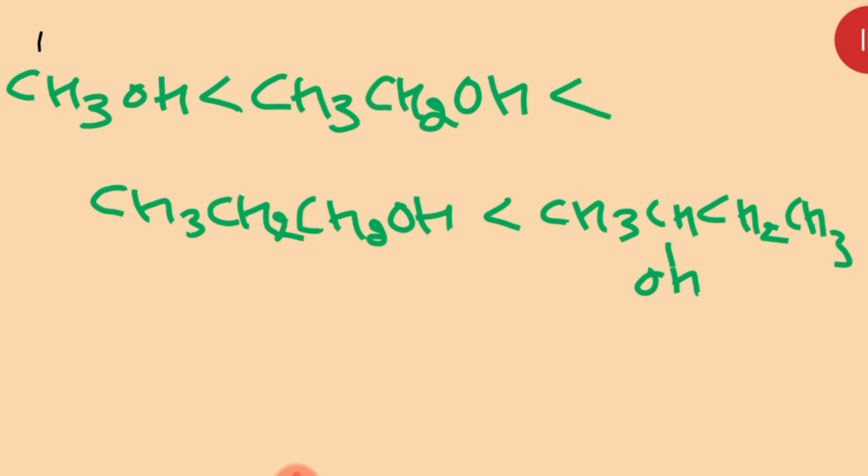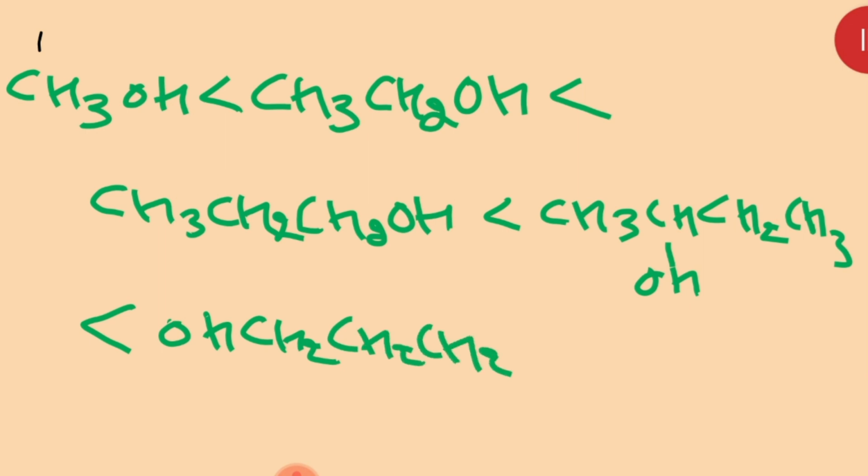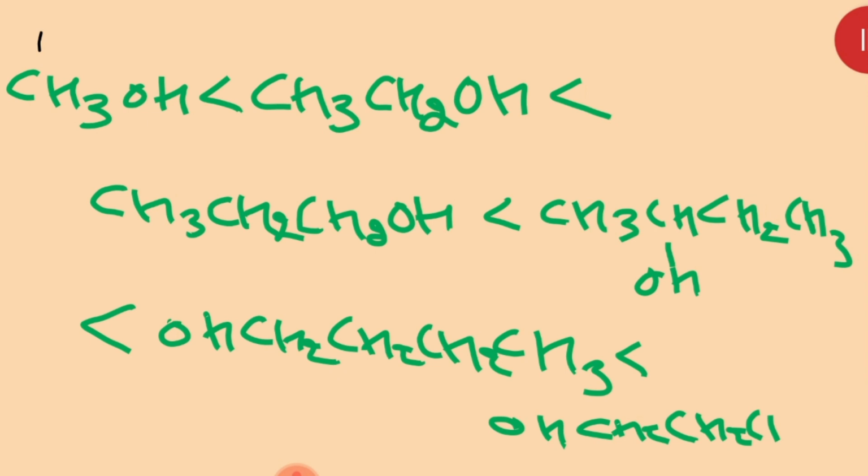After that the next one will be butan-1-ol: OH, CH2, CH2, CH2, CH3. Is it clear? The last one is pentan-1-ol: CH2, CH2, CH2, CH2, CH3. This is called pentan-1-ol.